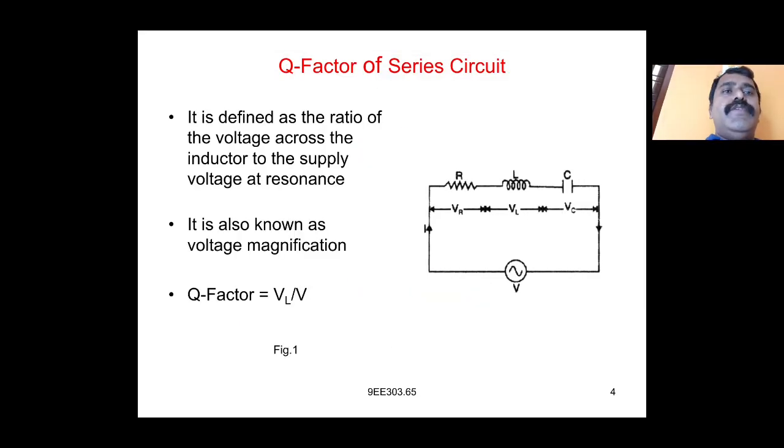So it is defined as the ratio of voltage across the inductor to the supply voltage at resonance, or it is also known as the voltage magnification. Q factor is equal to VL by V.